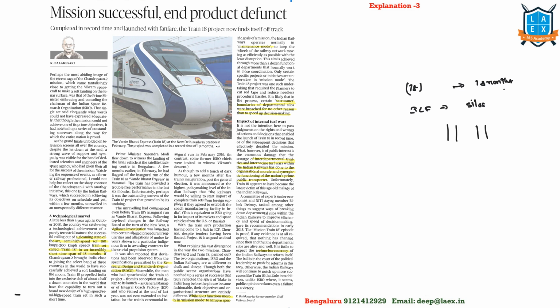So how were 18 months achieved? The train was built in 18 months, how did that happen? It was by bypassing certain processes, and the purpose of bypassing this process was to achieve a mission. So this mission-mode activity bypassed the process and achieved the targets within a stipulated time.